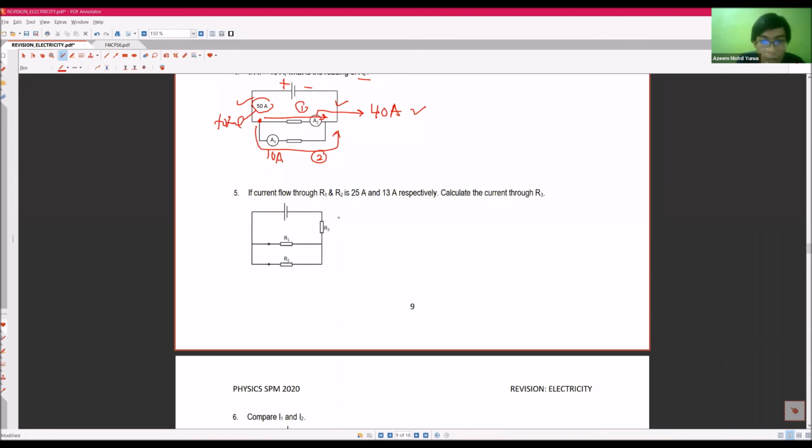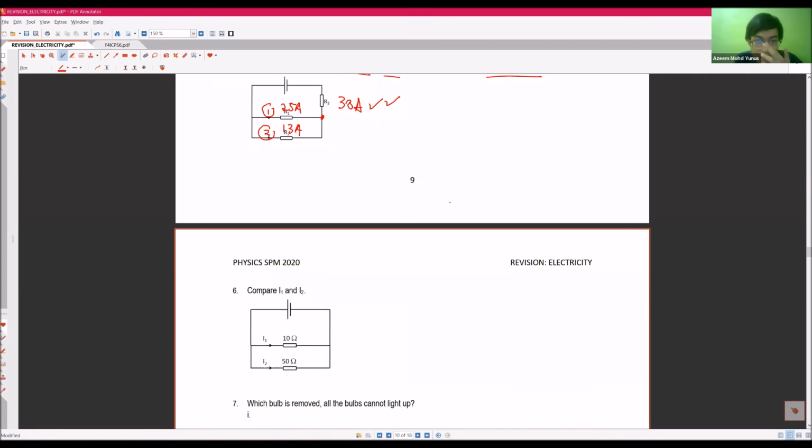If current flow to R1 and R2 is 25 ampere and 13 amperes respectively, calculate the current to R3. Okay, so we have 25 ampere and 13 ampere. This is the first path, this is the second path. These two paths here merge here and here. That means they become one. So 25 plus 13 become 38 ampere. R3.